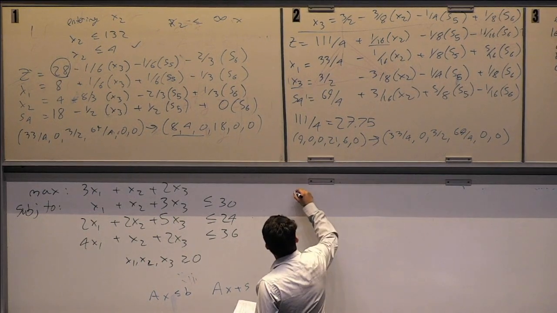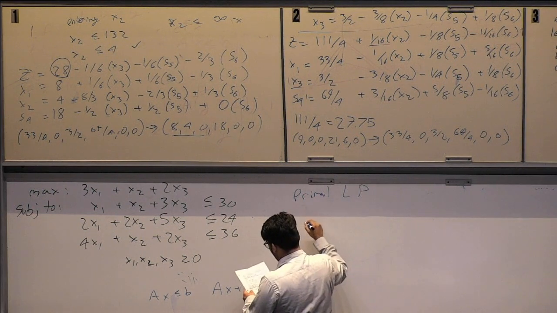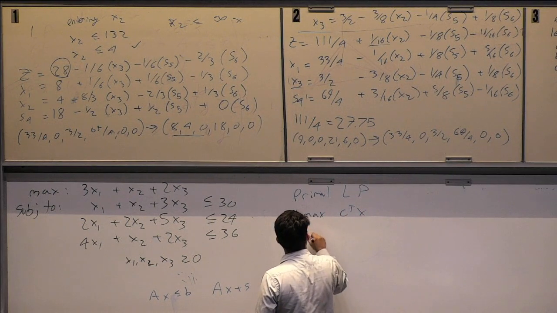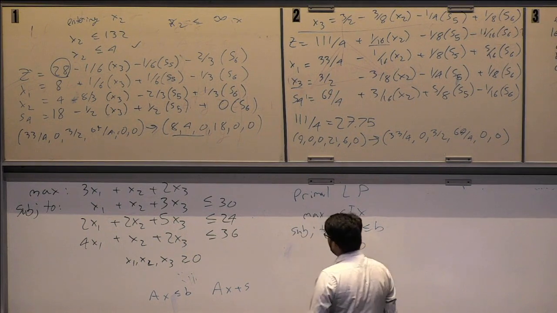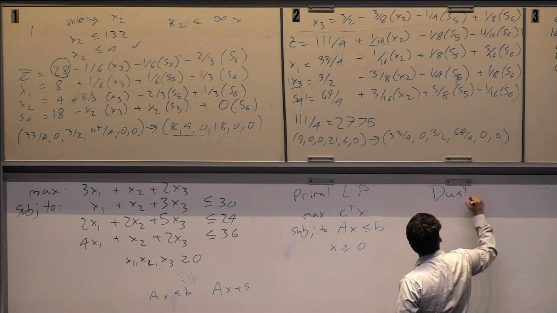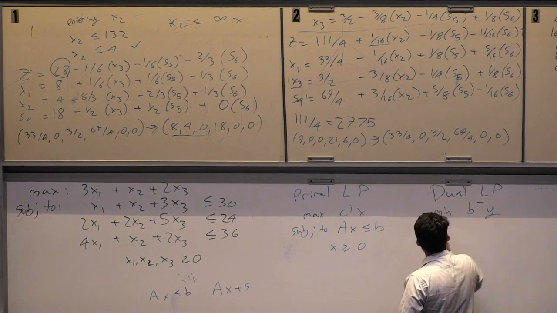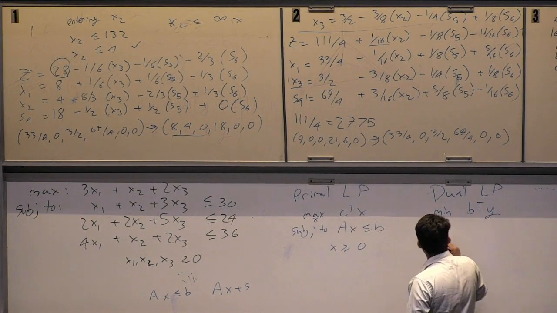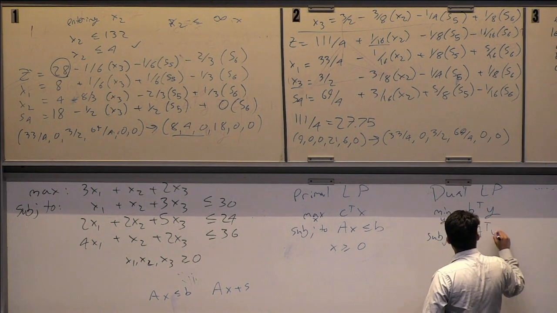The primal LP is the original: you're maximizing c^T x subject to Ax less than or equal to b, and x greater than or equal to 0. A vector being greater than 0 means all of its coordinates are greater than 0. The dual LP, the evil twin, the yin to the yang, is minimization of b^T y. You're finding the smallest y in the dual, but the maximal x in the primal, subject to A^T y greater than or equal to c.